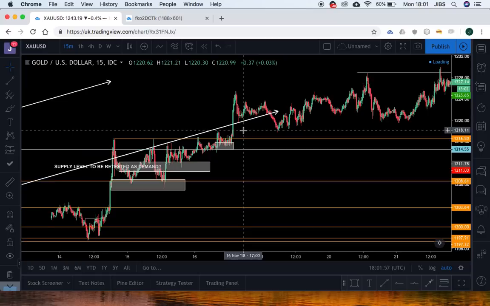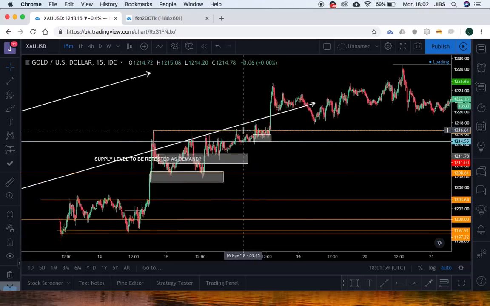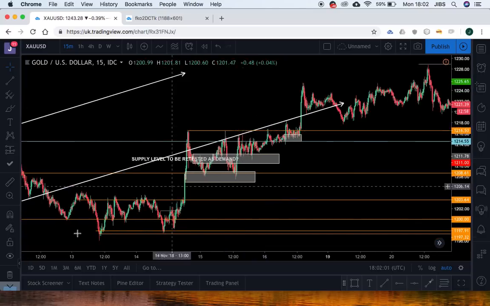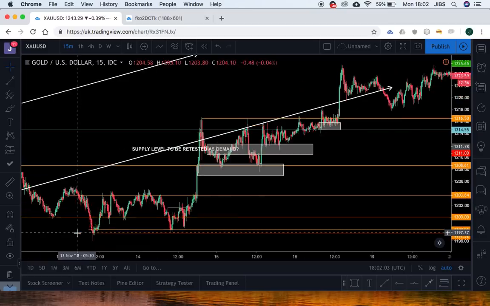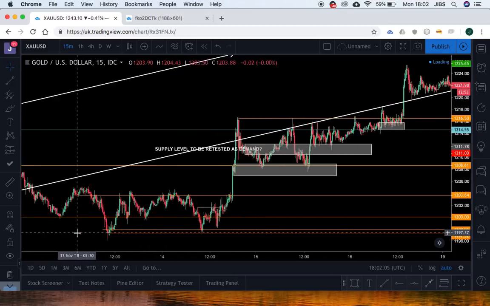Okay. Boom. Clean. It even shows you the market structure break.